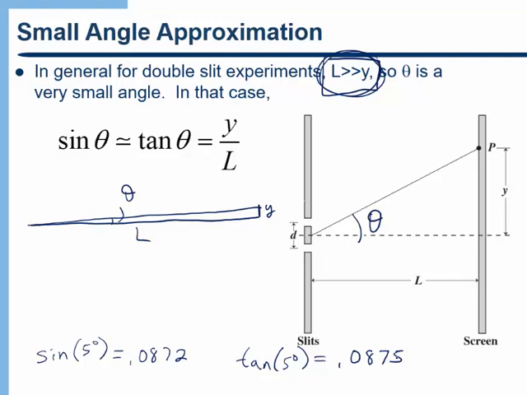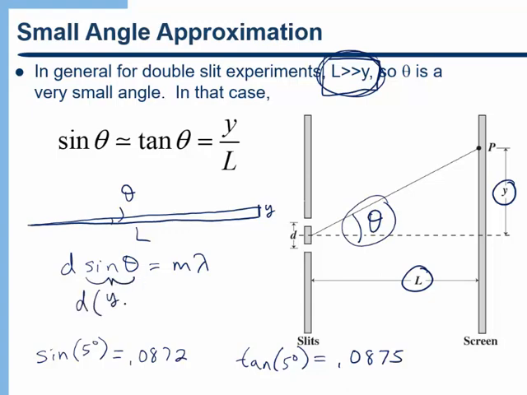The reason that this is useful is that our formula for both constructive and destructive interference, for the bright and the dark spots, they both contain sine theta in them. So let's say in a problem you're given y and L. Instead of first having to find theta, what you can do instead is simply replace sine theta with y over L. And it just saves you a step in problem solving.